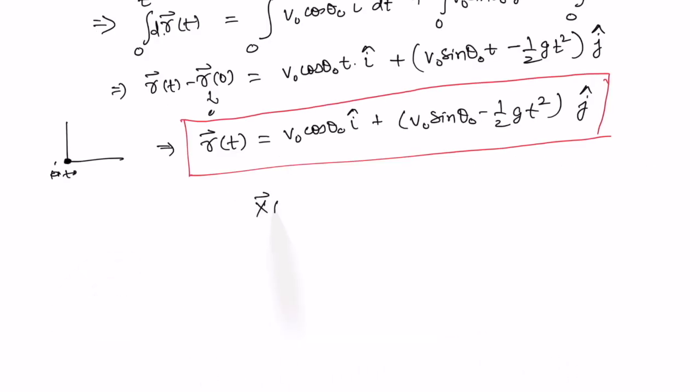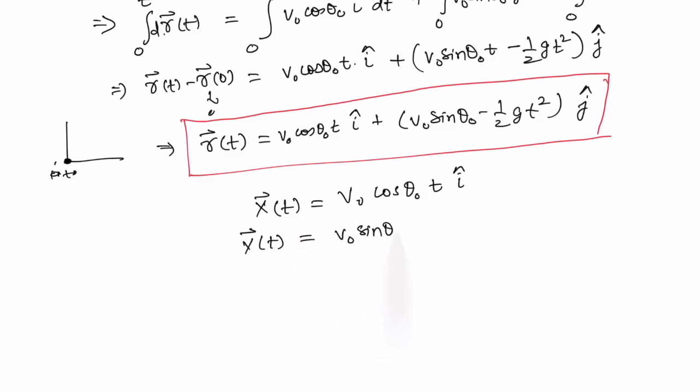The x component of the position vector as a function of time is v naught, sorry, I missed a t here. So let me fix this. V naught cos theta naught t i cap. So the x component of the position vector as a function of time is v naught cos theta naught t i cap, and the y component of the position vector as a function of time is v naught sin theta naught t, so t missing here as well, minus half g t square j cap.